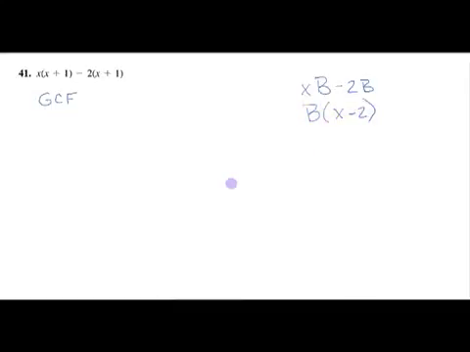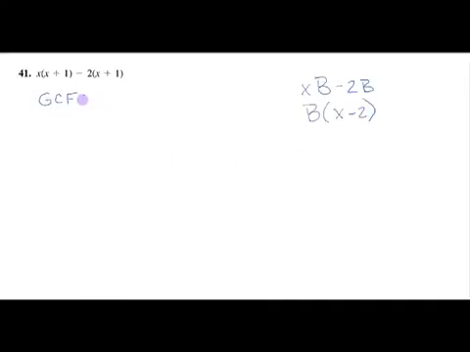What's the greatest common factor here? It's a little tricky to see because we have a binomial sitting there. But think about if we replace that binomial with something like a large b. So xb minus 2b. And what's the greatest common factor here? It would be a b, and I would be left with x minus 2.